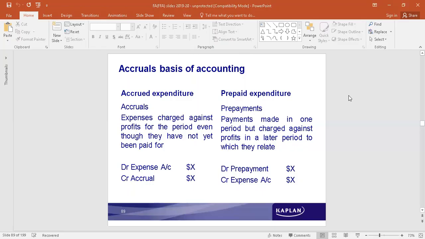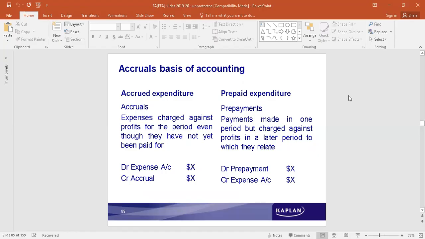Into journal entries, accrued expenditure. Expenses accrued, expenses charged against profits for the period, even though they have not yet been paid. So expenses is debited for the current period, but there's no cash payment made. So there is an accrual. Accrual is a representative personal account. So something like the entity is a giver, so it appears as an accrual, outstanding amount, outstanding liability, or whatever is a specific term, that would be credited.